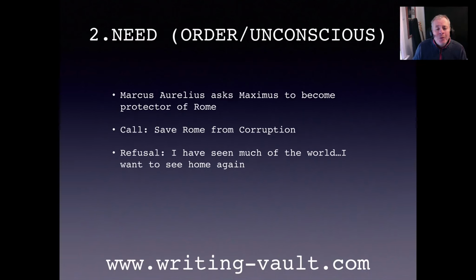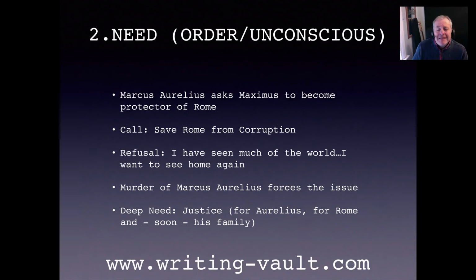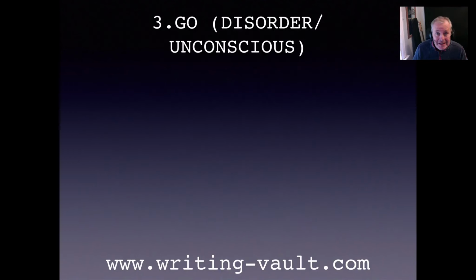And remember that Dan Harmon adapted the Story Circle from Joseph Campbell, and normally with refusal of the call there's further calls presented, but in this case the murder of Marcus Aurelius forces the issue, and basically gives Maximus no choice. Commodus says he'll be taking over as emperor, and that leaves Maximus with a deep need for justice, for Marcus Aurelius, for Rome as well, and very shortly his family.